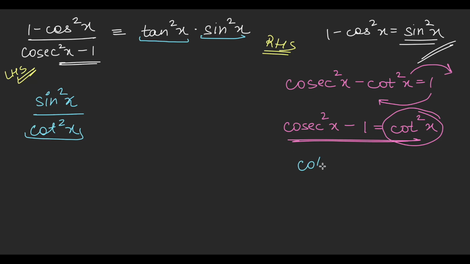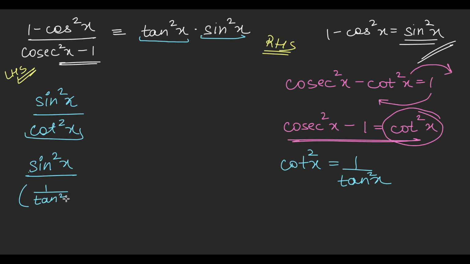What do we know? We know cot x is the reciprocal of tan x. We want to get an equation that is in terms of tan²x and sin²x. We know that cot x is the reciprocal of tan x, correct? So cot²x would also be the reciprocal of tan²x, correct? So I can write this as sin²x upon 1 upon tan²x.